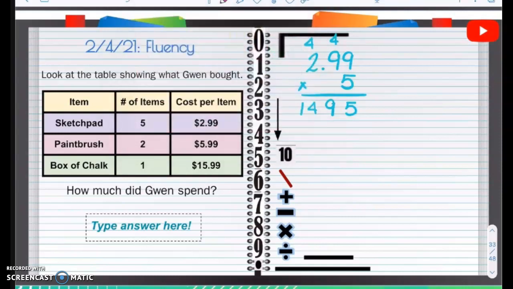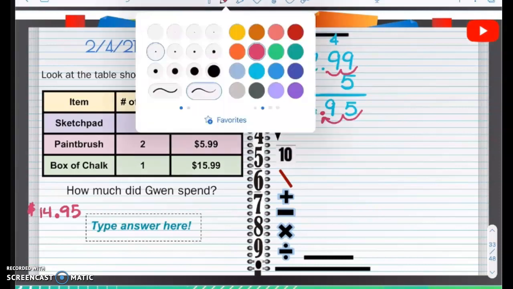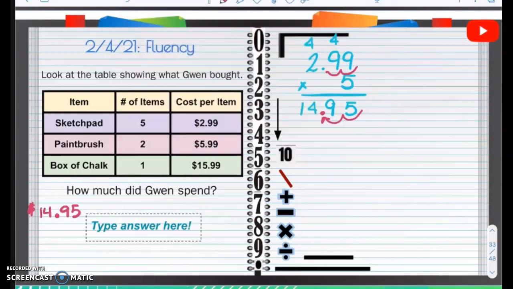Then we have that decimal, in 1 in 2, so in 1 in 2. So $14.95 for the sketch pad. So I'm going to write that down here. $14.95 for the sketch pads that she bought, because we're going to end up adding all of them together. Let's take a look at, let's do this color, the paintbrush.